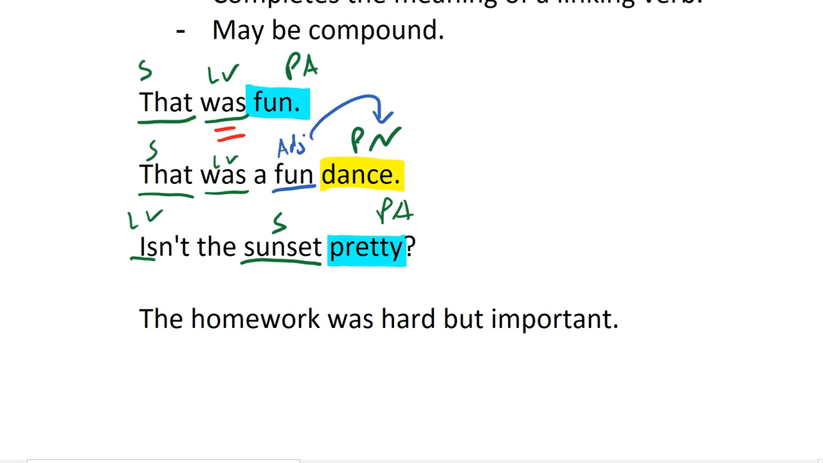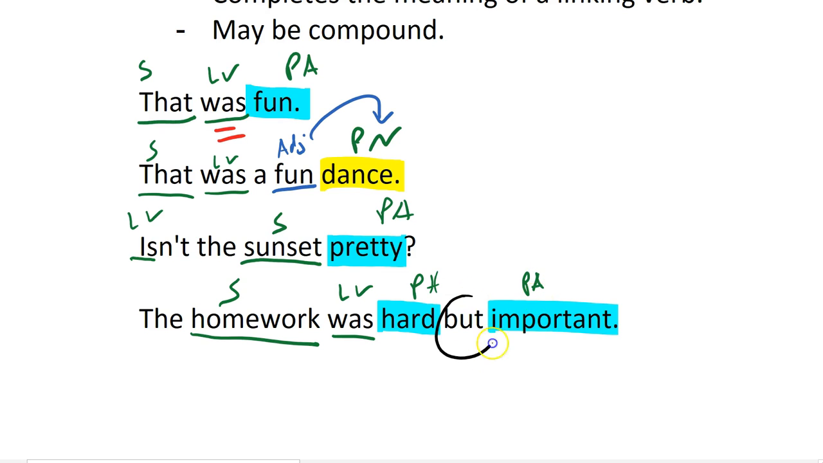And then in this last sentence we have a compound. The homework was hard but important. Your subject here is homework. Was is your linking verb. And then we have to identify the adjectives, the predicate adjectives. In this case, homework equals hard, homework equals important. Both of these are PAs. And they are joined by the conjunction but.